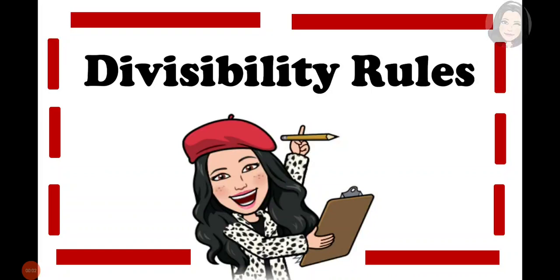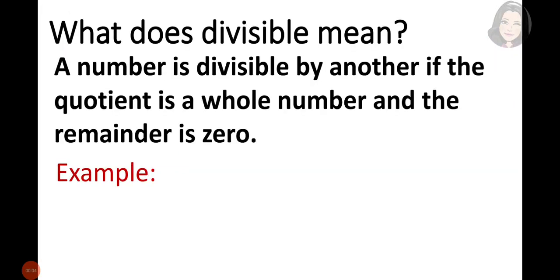Hi everyone, today's lesson is going to be about divisibility rules. Let's start by trying to understand what the word divisible means. A number is divisible by another if the quotient is a whole number and the remainder is zero.